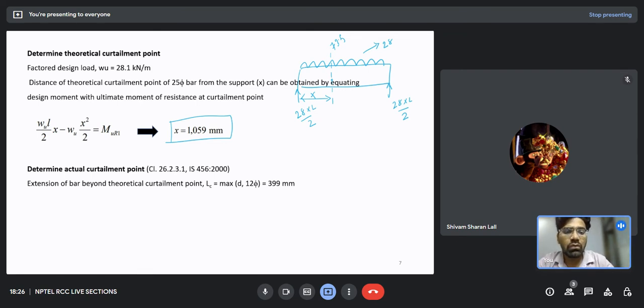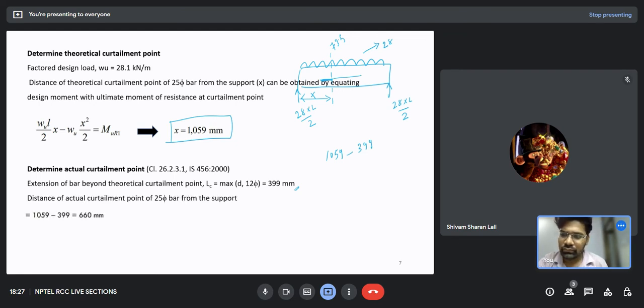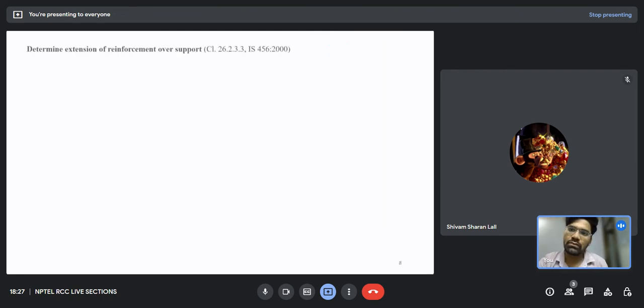So what should I do now? 399 is the development length that I should be providing along with the theoretical curtailment distance. So 1059 is the distance of the theoretical cutoff point. So what should I do, plus or minus, for finding the actual? Minus. Yes, it will be minus because this x is from the support, so don't make a mistake. We will have to extend the bar beyond this theoretical cutoff point. So now I think you are getting this. That comes out to be 660 mm. Okay, so that's what this problem is all about.